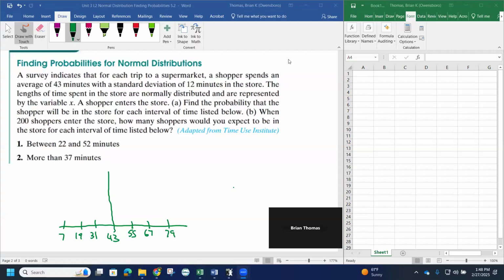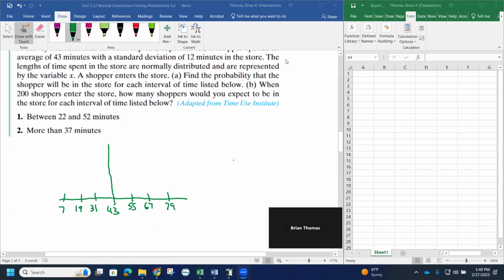Let's look at another example involving normal distribution. A survey indicates that for each trip to a supermarket, a shopper spends on average 43 minutes with a standard deviation of 12 minutes in a store. The lengths of time spent in a store are normally distributed and are represented by the variable X.